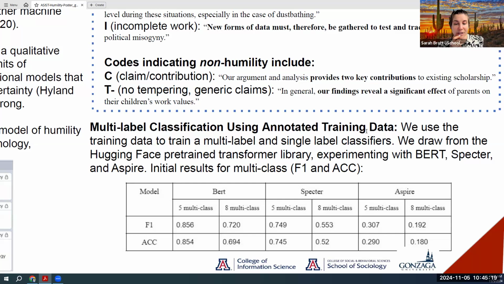So we're tuning the classifier, and the results actually are pretty promising for the F1 and ACC so far. As you can see, our strongest model right now is BERT with a 5 multi-class. We can go into the details of how we're arranging these classes, but here we have our F1 of 85 and the ACC of 85. So we're getting pretty decent results, but we really do need to expand. Oh, and I should also mention, we have 50 examples in each of our codes. For example, the A code has 50, the C code has 50, the T code has 50.